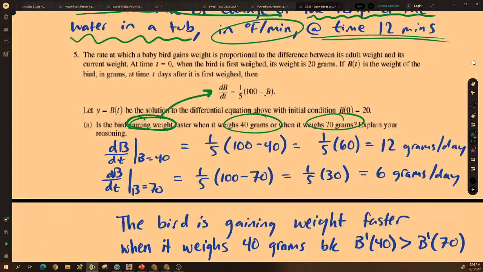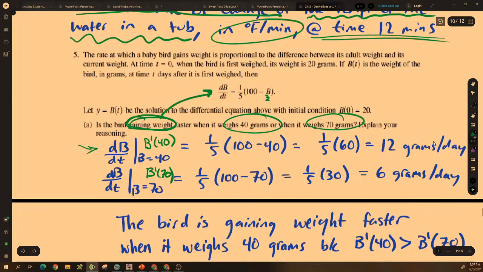And the derivative, we don't plug in t here, we plug in b. So I wrote this as db dt equals b at b equals 40. I know this is a little bit of a weird notation. If you had just written b prime of 40, that's fine. If you had just written b prime of 70, that's also fine. So I plug in 40 into this derivative, and I got 1/5 times 60, I got 12. I plugged in 70, I got 1/5 times 30, which is 6.